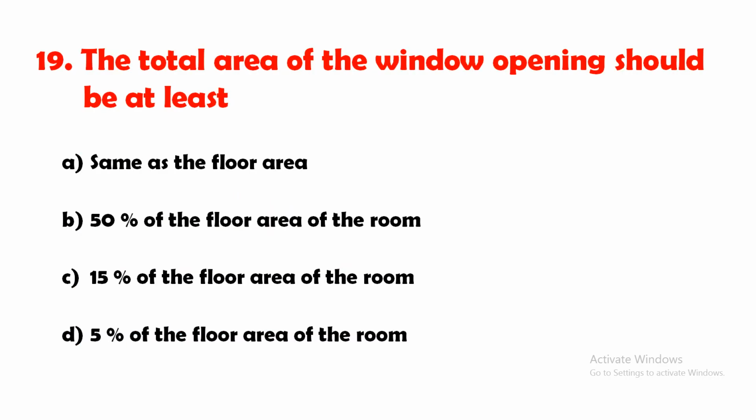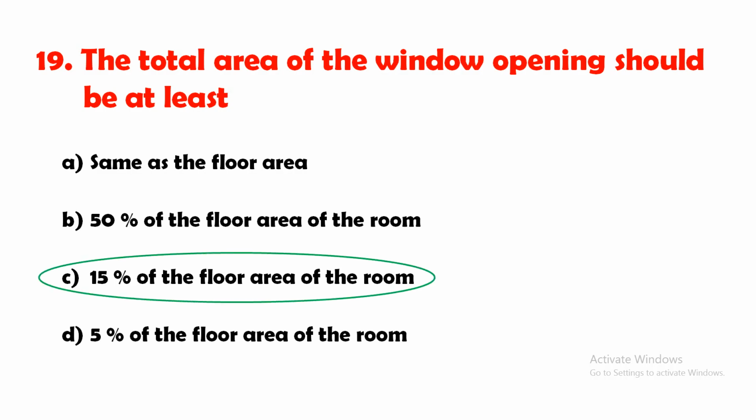The total area of the window opening should be at least same as the floor area, 50% of the floor area of the room, 15% of the floor area of the room, 5% of the floor area of the room. The answer is the total area of the window opening should be at least 15% of the floor area of the room.